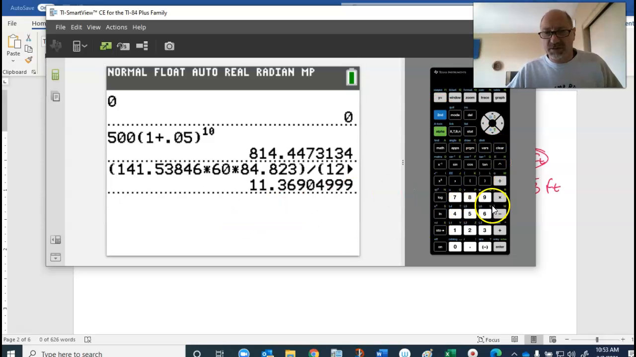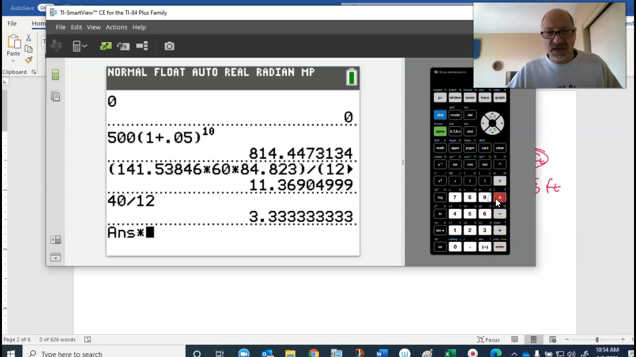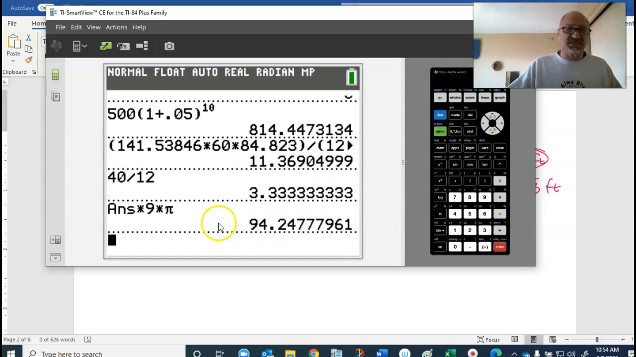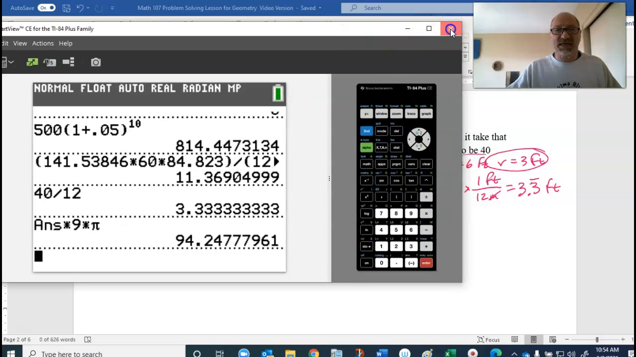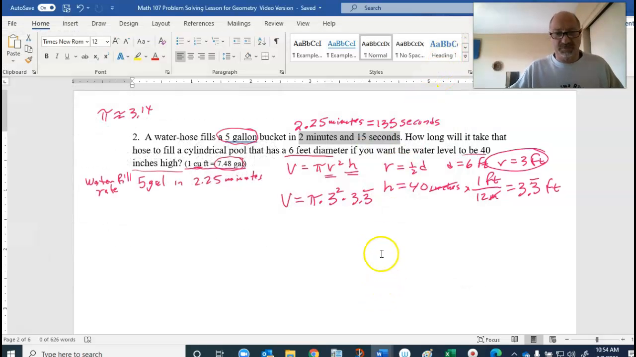So I think I already put in the numbers, but wasn't it 3.3 repeating? So I think it did 40 divided by 12 is what I had already, right? That's how we got that number to begin with. And then it just went times, the 3 squared is 9, and times pi goes second pi, and that gives me pi a little more precisely. So 94.2477. That's our volume.